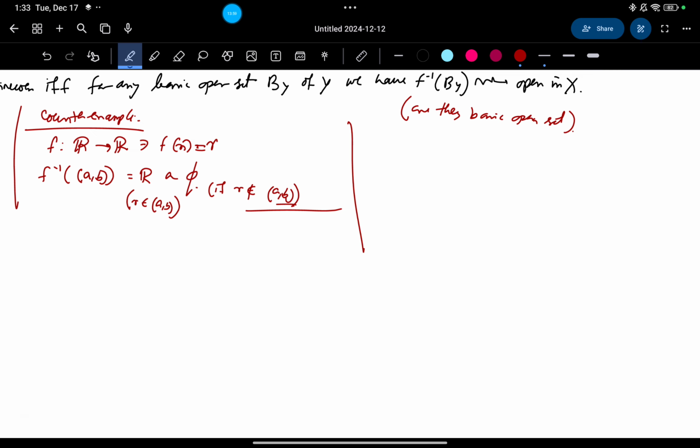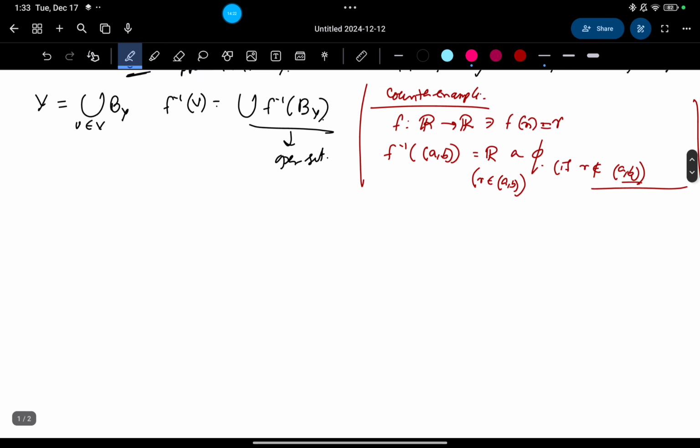But can you give some fruitful forward example, like when it is true? For the true case we may assume that f is a mapping from R to R such that f(x) equals x itself, then f inverse of any open interval (a, b) is itself (a, b). Okay.